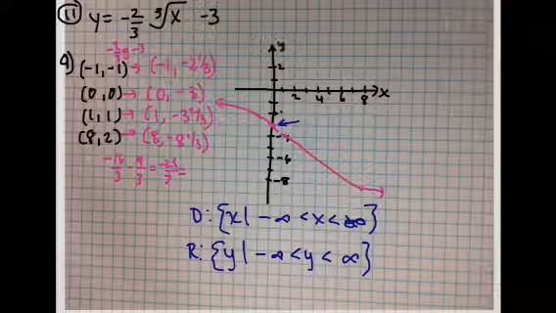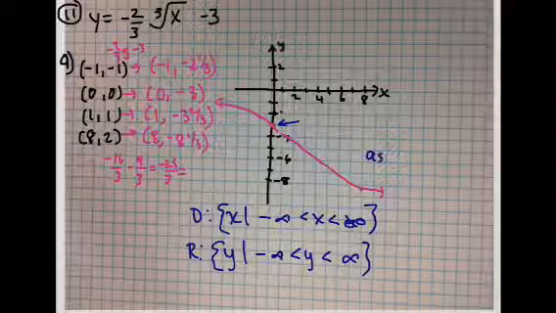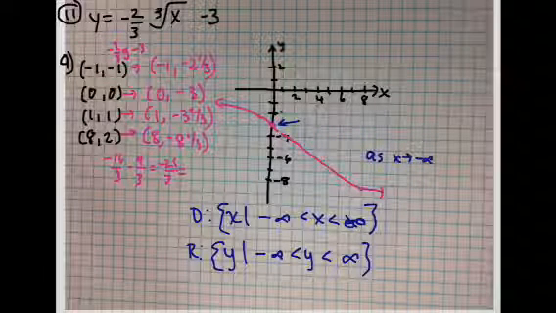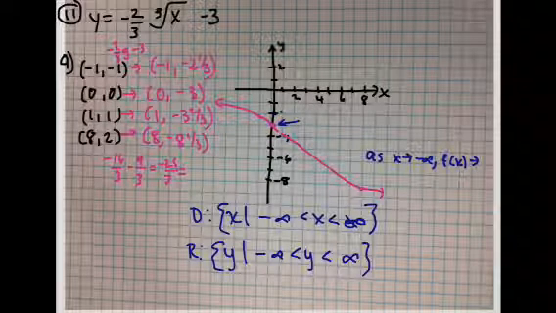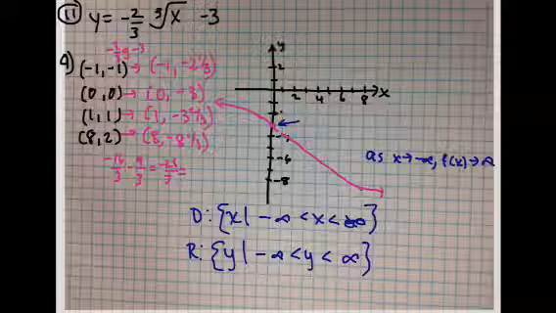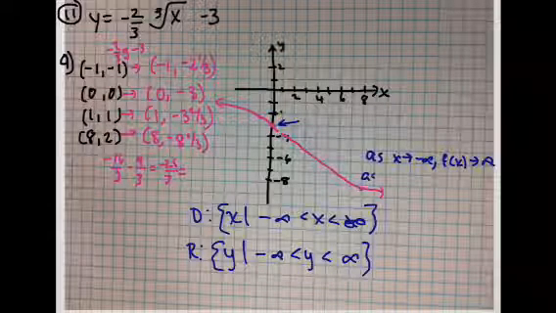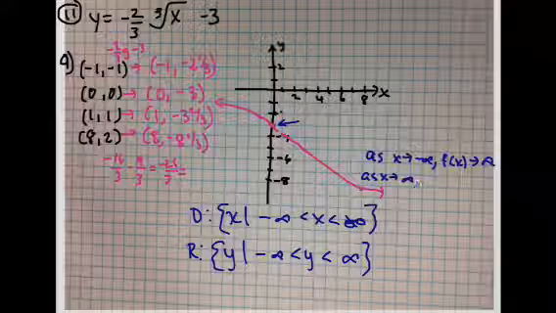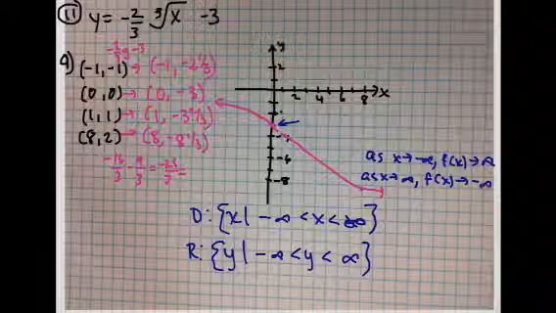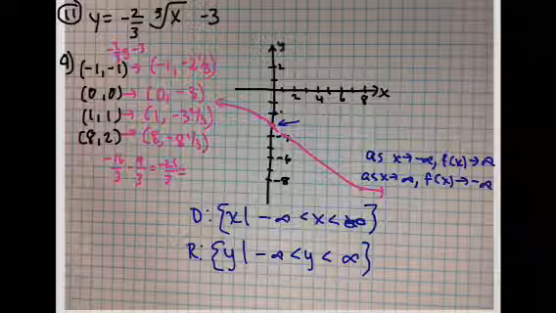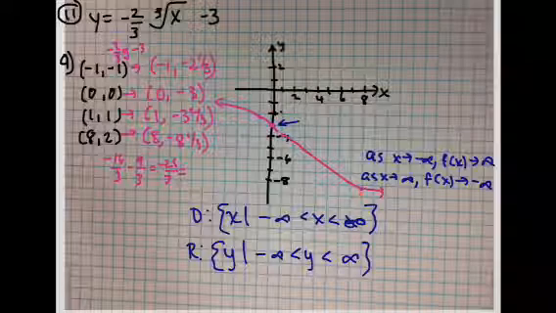And then describe the end behavior. We say as x goes to negative infinity, f of x goes to positive infinity, because as you go to the left, the graph is going up. As x goes to infinity, f of x goes to negative infinity. As you go to the right, the graph is going down, y is going down.